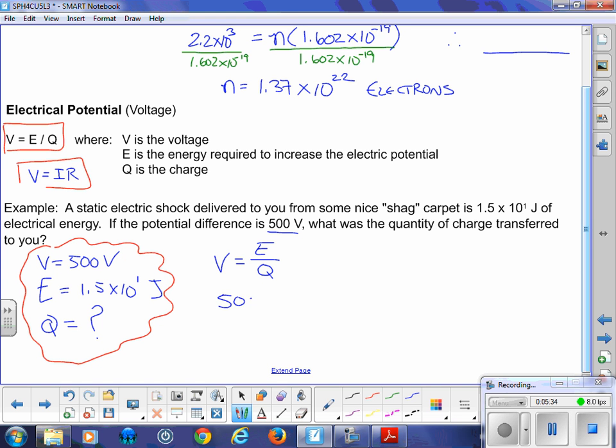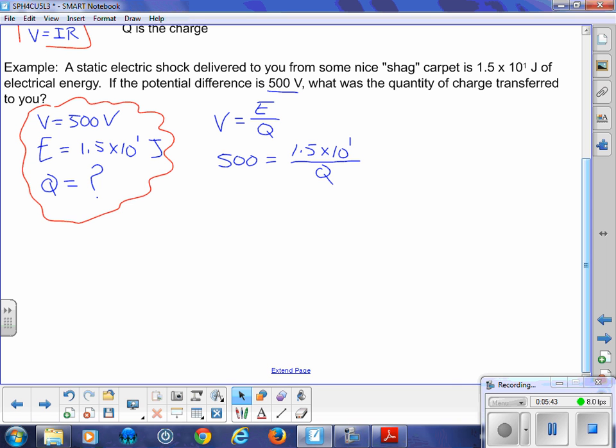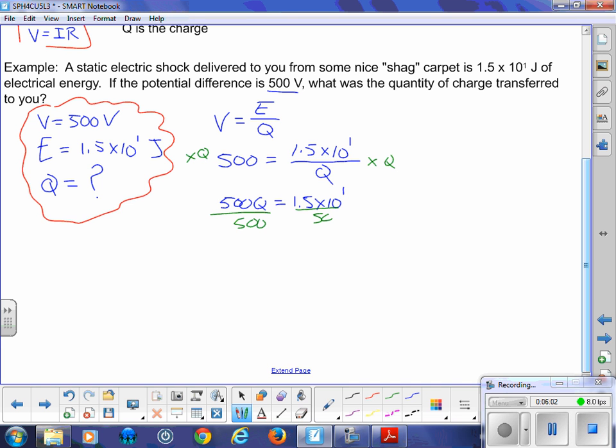So 500 equals 1.5 times 10 to the 1 over Q. Remember to solve this, I'll do it in a bunch of steps just to make sure everyone's comfortable when it's in the denominator. Multiply both sides by Q. 500Q equals 1.5 times 10 to the 1. Divide both sides by 500. And we get Q equals a total of 0.3 coulombs. All right, so the actual charge transferred was 0.3 coulombs.